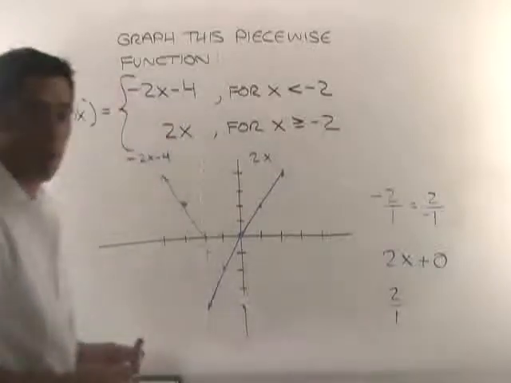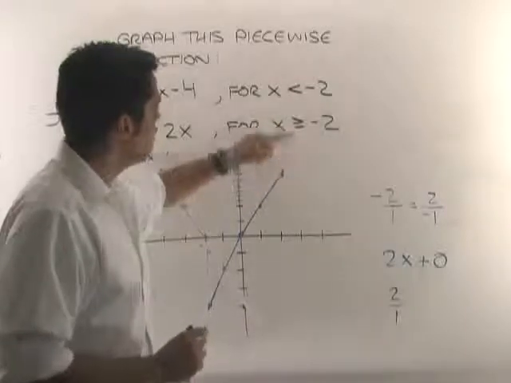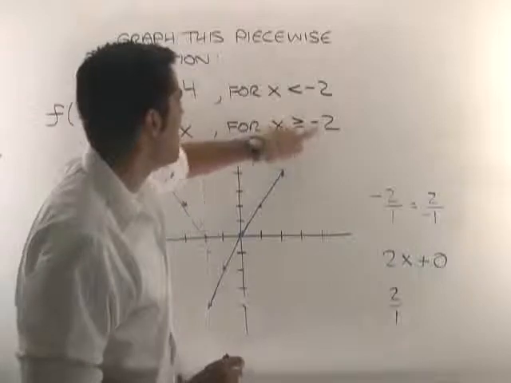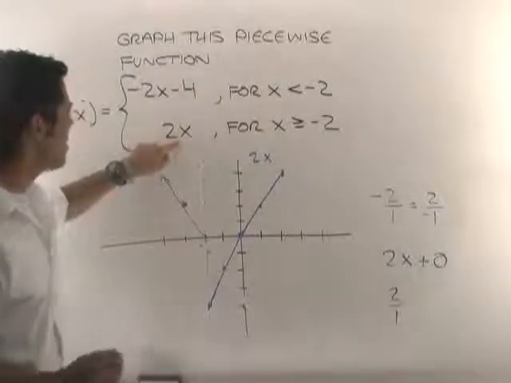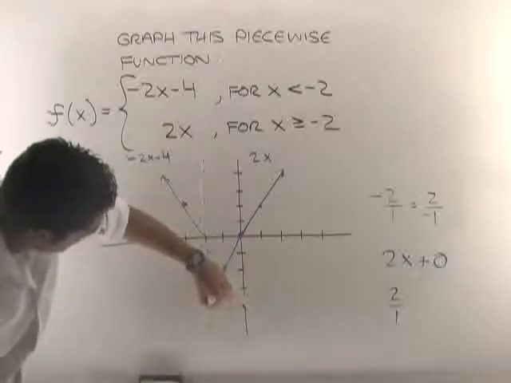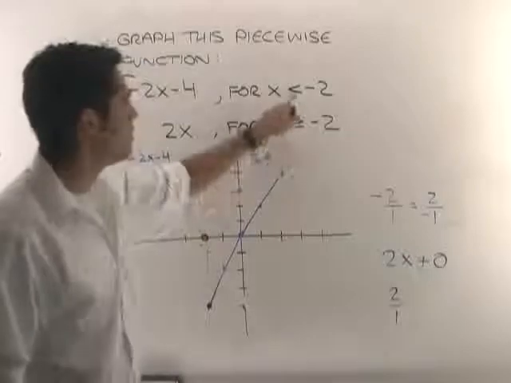The only other thing left to do is to figure out what is happening exactly at negative 2. And you can see since this one does not have the equal sign and this one does, that means at negative 2 we're doing whatever this line was doing. So that means down here at this point I have a dot. And here at this point at negative 2 I have an open circle because it's not defined there.